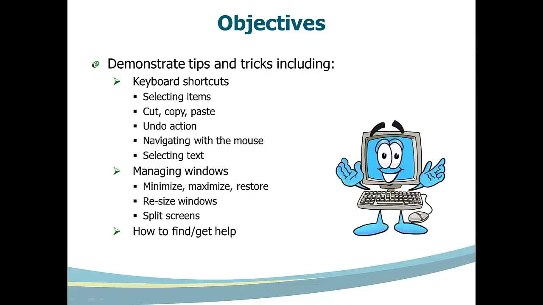In this video, we will demonstrate a variety of tips and tricks, including keyboard shortcuts such as selecting items, cut, copy, and pasting content, and undoing previous actions. We will review how to navigate using your mouse and how to select text to perform different actions. Next, we will demonstrate how to manage the windows on your screen, how to minimize and maximize the screens, and how to manage multiple windows and split screens or adjust screens for better viewing. Finally, we will highlight a few different ways you can find help when you're on your own.